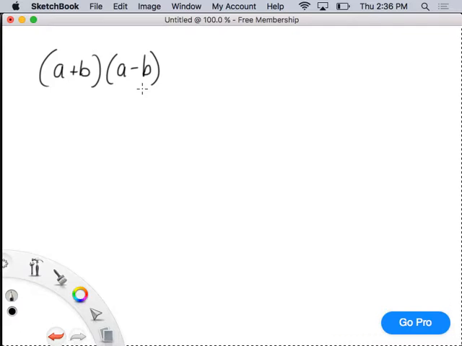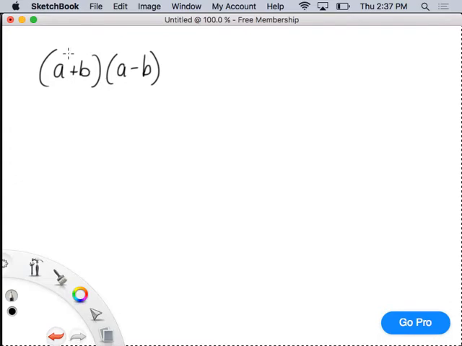So, a plus b times a minus b. Those are conjugates because the terms are the same, but one is plus in the middle and one is minus in the middle. If the terms are any different, like if it was a plus b times a minus c, then they're not conjugates, and you don't do this. It's only if the terms are the same.